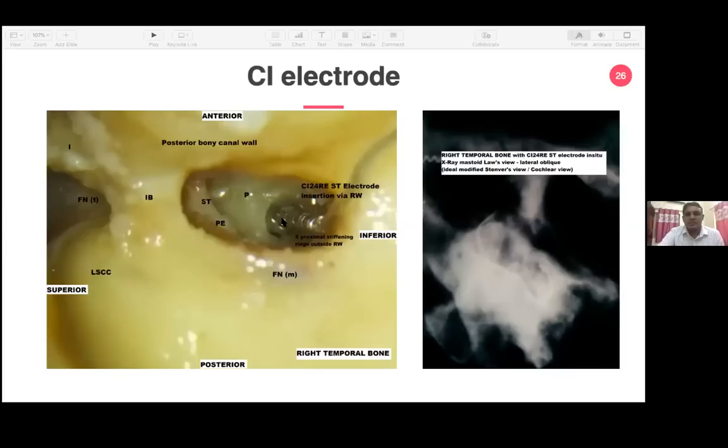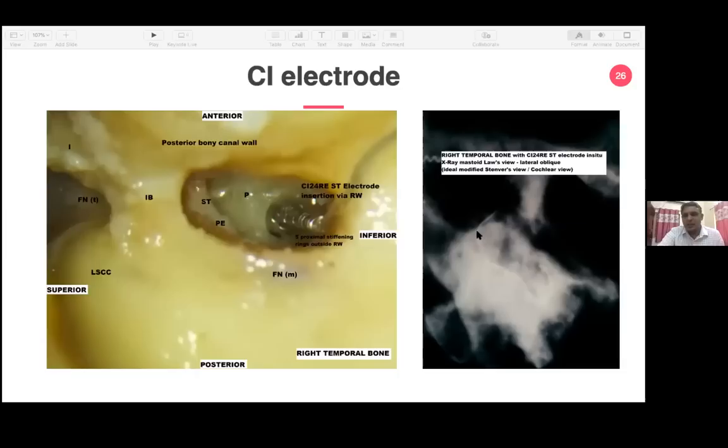These are called stiffening rings. There will be 10 stiffening rings in the case of CI24RE ST. So 5 will be outside, 5 will be inside. And the active electrodes will all be intracochlear, that means inside the cochlea. So this is a perfect insertion of the cochlear implant electrode via the round window.